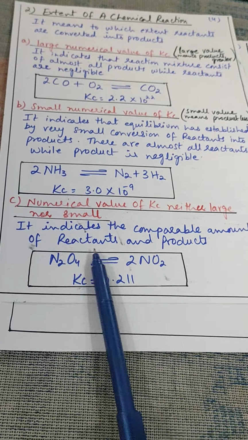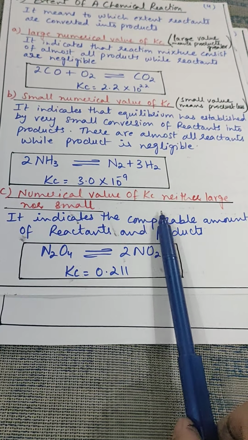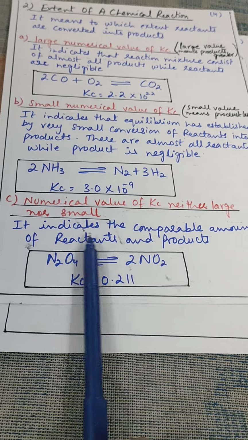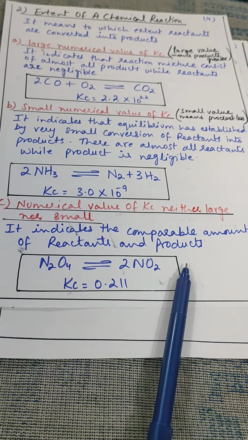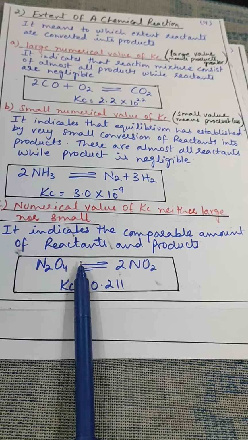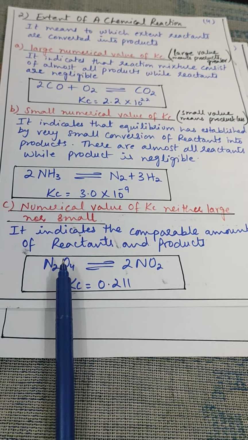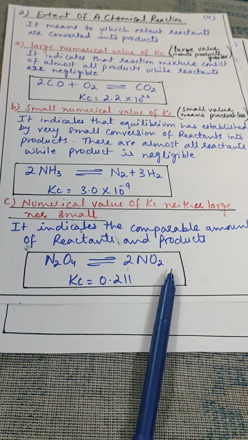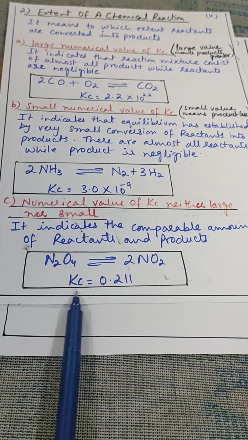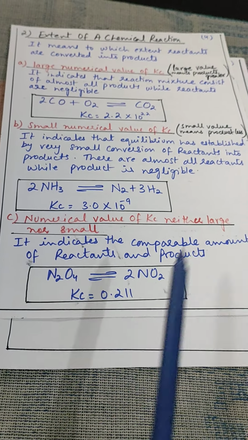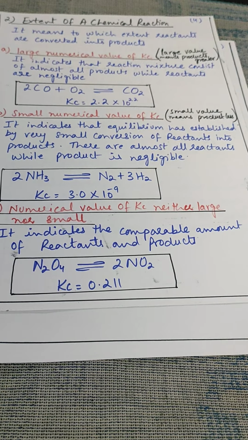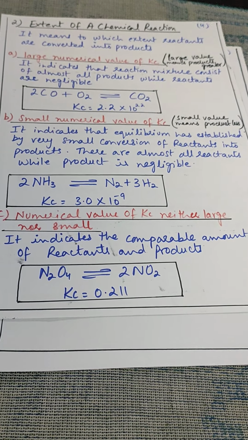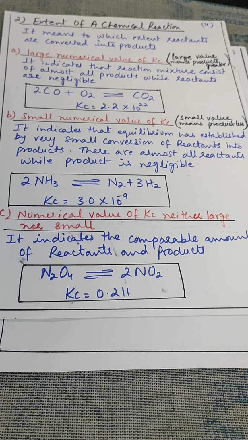In the third possibility, we observe that the numerical value of Kc is neither large nor small. It indicates a comparable amount of reactants and products. It means that the reaction will be in the state of equilibrium and the concentrations of the reactants and products can be comparable. For this reaction, the Kc value is 0.211. So for the extent of the chemical reaction, there are three possibilities by means of which we are able to know whether the establishment of the chemical equilibrium is possible or not.